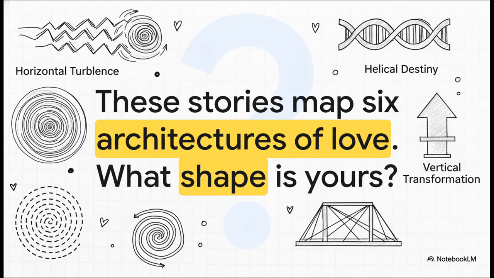So I'll leave you with a final thought. We've seen 6 distinct geometries of love: horizontal turbulence, radial collapse, vertical transformation, spiral growth, a bilateral bridge, and a helical destiny. These stories map 6 architectures of love. So, what shape is yours?